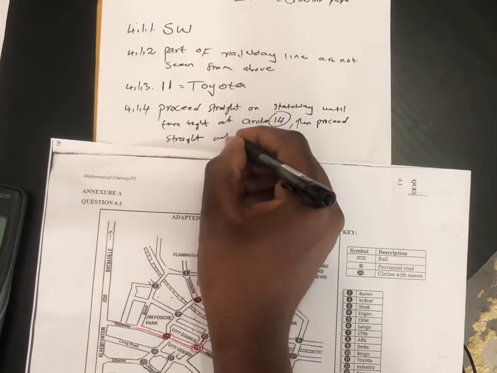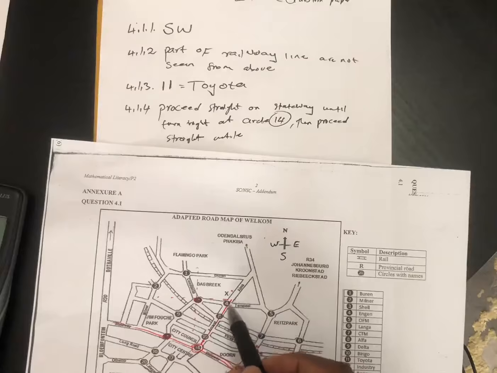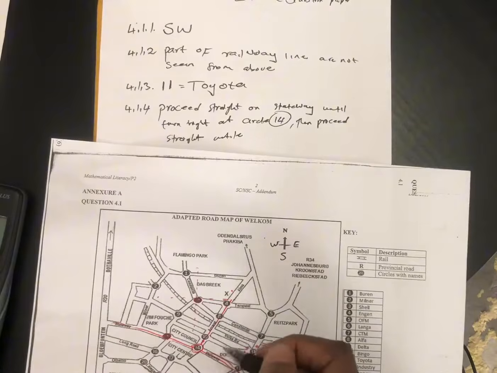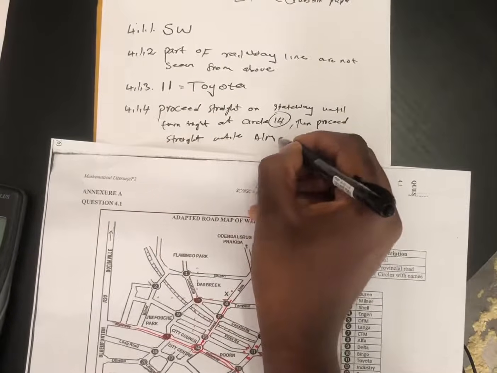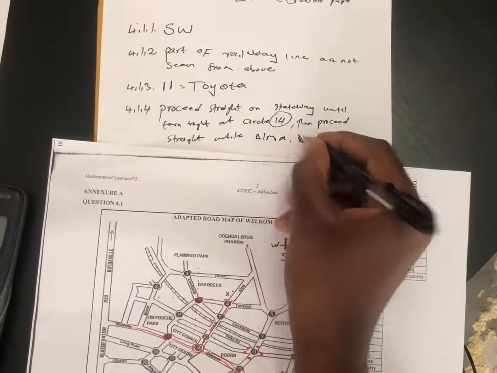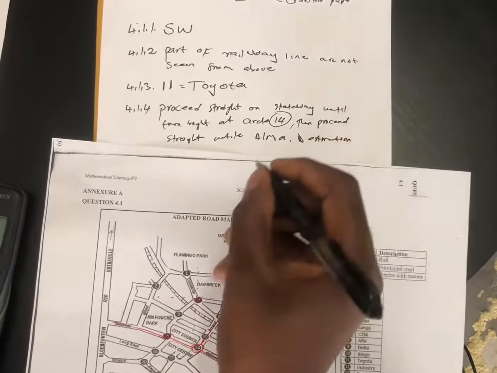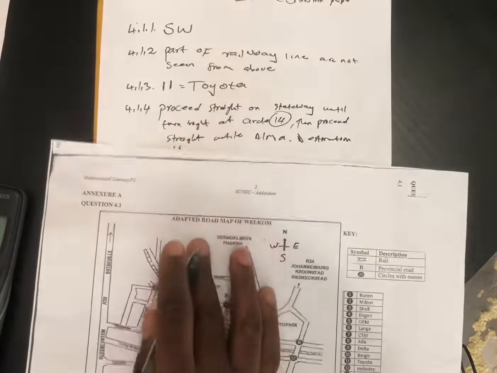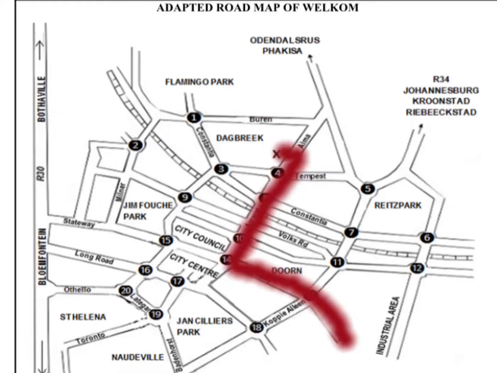and then proceed straight until the Alma. You see where's the Alma here? At 4. Until the Alma. And then the destination is on the left.